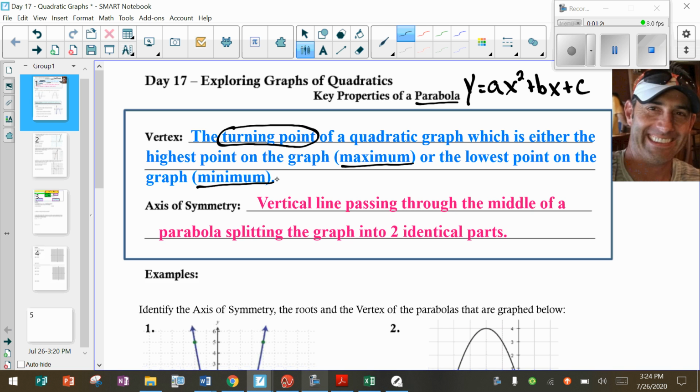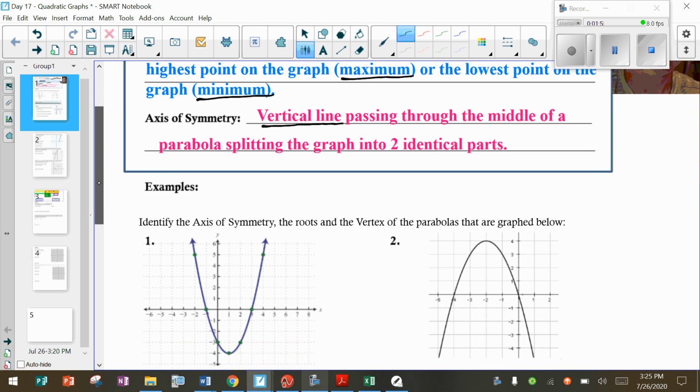The axis of symmetry is a vertical line that passes through the vertex and passes through the middle of a parabola, splitting the graph into two identical parts. That's why it's called axis of symmetry, or line of symmetry. Symmetric means it's the same on both sides of that line, like you can fold it in half, where one half falls on top of the other half. It's a mirror image.